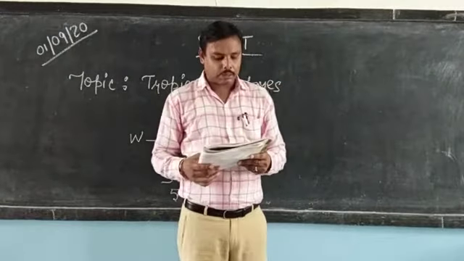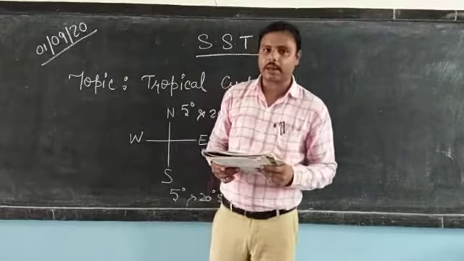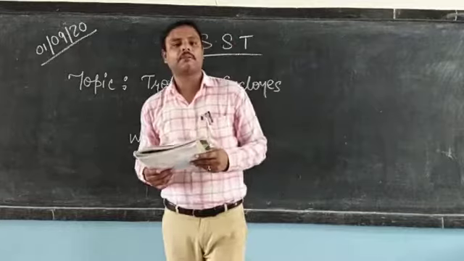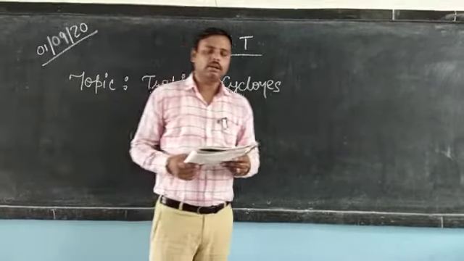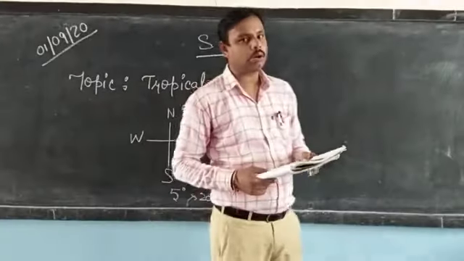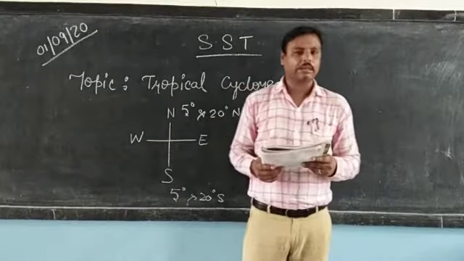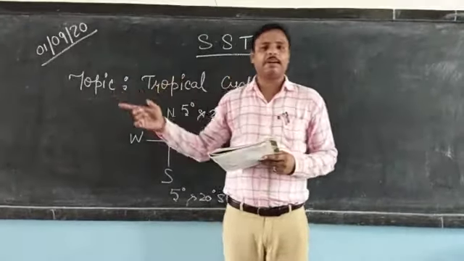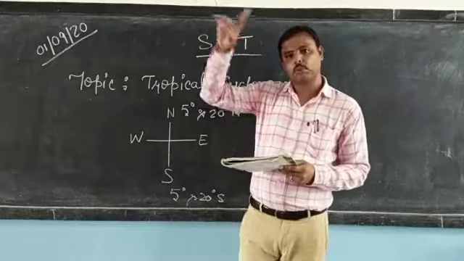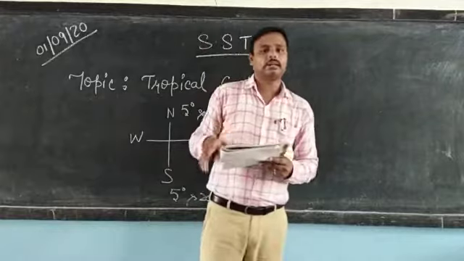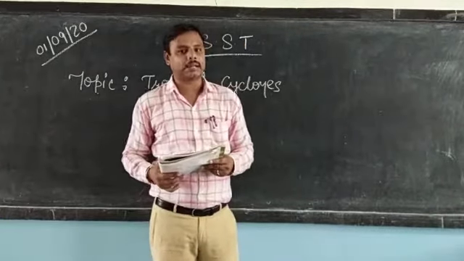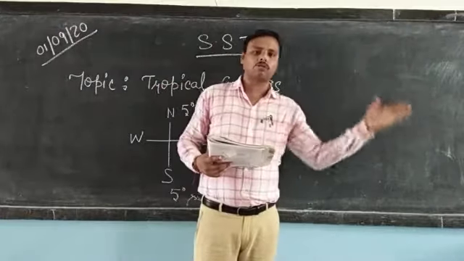In the northern hemisphere, the cyclones blow in an anti-clockwise direction, and in the southern hemisphere, they blow in a clockwise direction. Anti-clockwise means the movement of the wind is against the movement of the clock. The clock moves from left to right. But here in the northern hemisphere, the wind blows anti-clockwise, against the clock's movement.